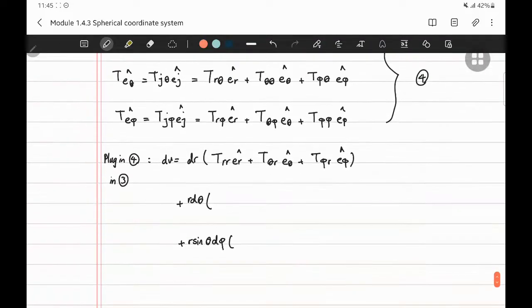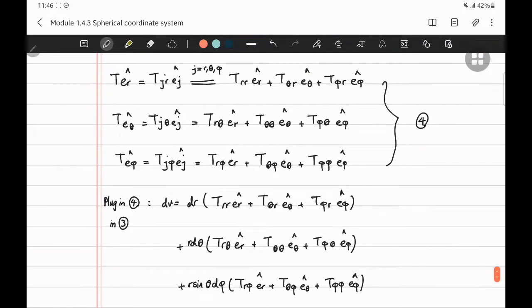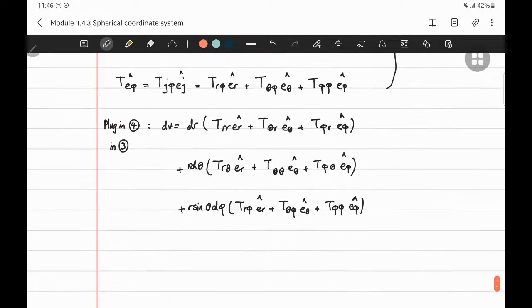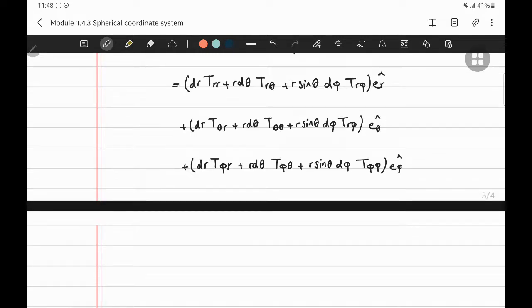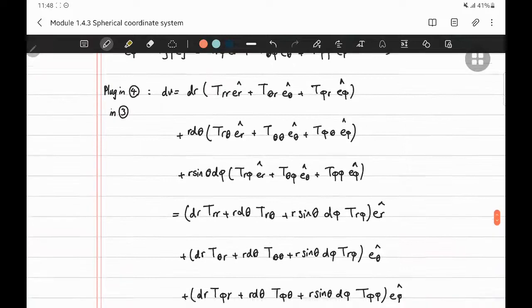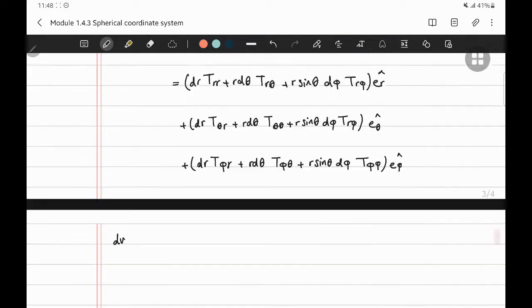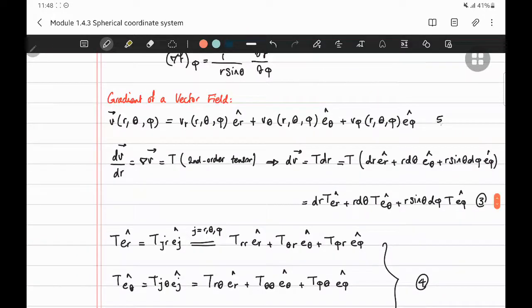So I pause the video and write these things. I copied this T_r, T_theta, and T_phi from here and plug them into this expression for dv. So I have this expression here. I expand it, pause the video and write the expanded form. Now I expanded this dv here, and I also have my dv from here. I call this 5 maybe.